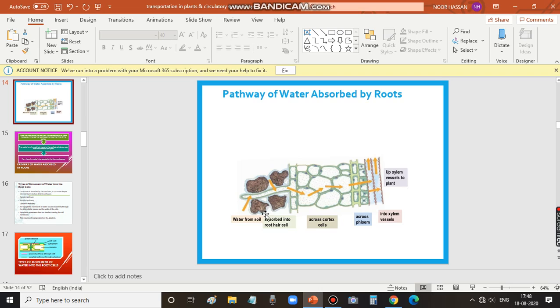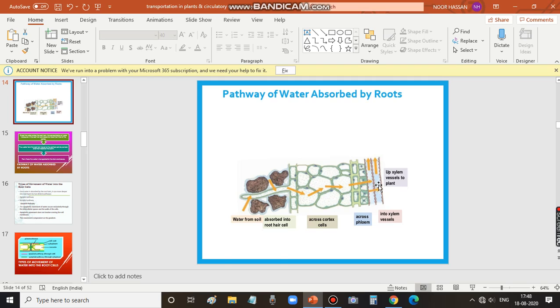And how this happens is, when water is absorbed from the soil by the root hair cells, here the concentration will be more. Okay, the concentration of the molecules, because water along with the minerals and other salts are absorbed. So there will be an increase in the concentration, whereas in the cortex this concentration will be lower. The concentration of the molecules will be lesser compared to this region, the root hair cell. So naturally, by osmosis, water moves from root hair cells to the cortex cells. Then from the cortex it moves across the phloem, then it reaches the xylem.